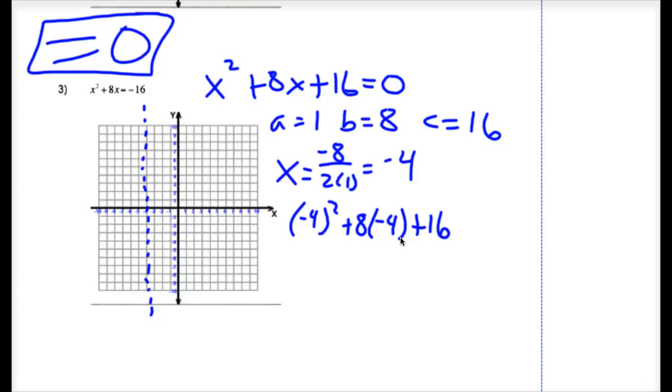You're squaring negative 4, so you have to use parentheses around the negative 4. So I got 16 minus 32 plus 16. How much is that? 0.